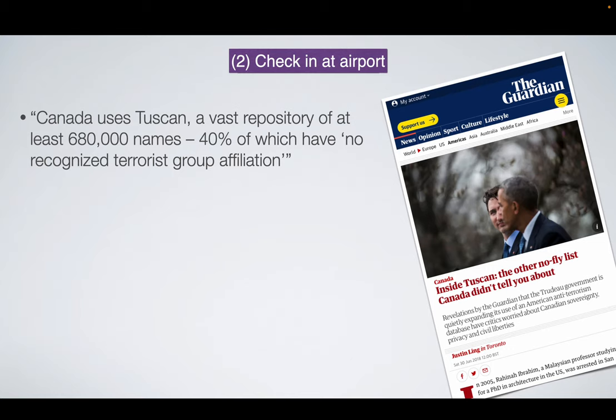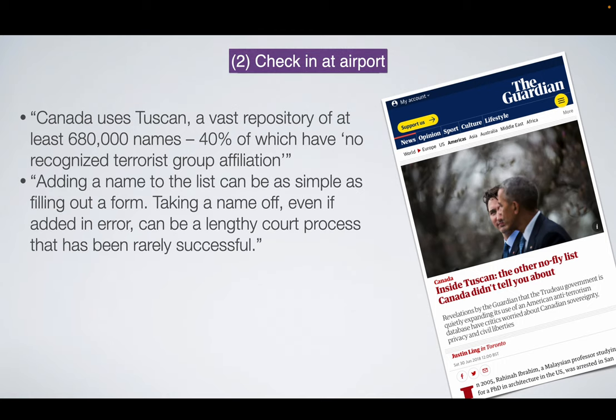So for example, this is from a news article. It says Canada uses TwoScan, a vast repository of at least 680,000 names. 40% have no recognized terrorist group affiliation. Anyone can add a name, not the public, but any law enforcement officer can add a name to the list. It's very easy. You fill out a form and now it's on the list. Okay, so they're doing some investigation. They see someone. They're scared that person's going to leave before they're able to question them. They'll just throw them on the no-fly list.